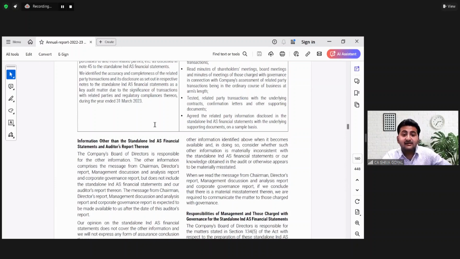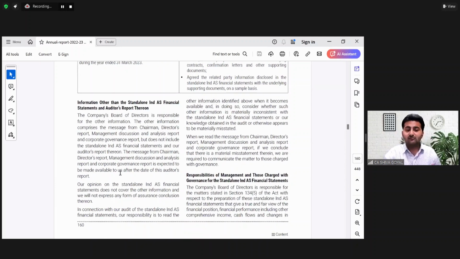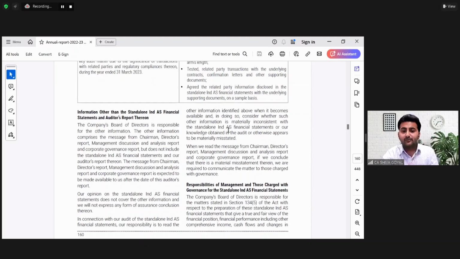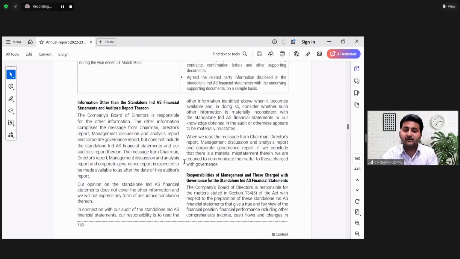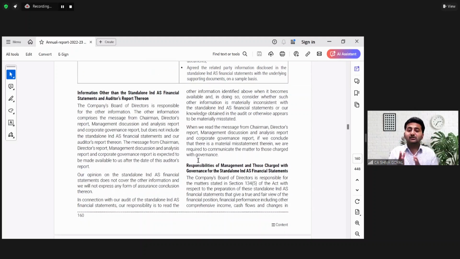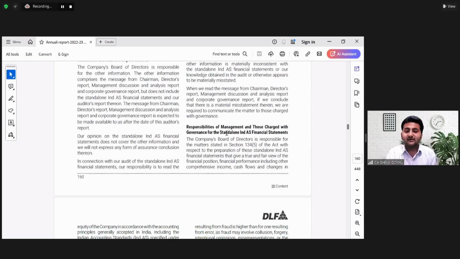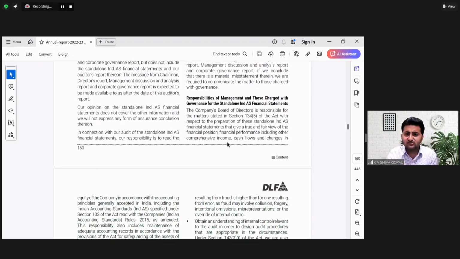Then information other than standalone financial statement, we do not express an opinion on that, but probably we should include it in our auditor report, and we should also mention this thing. Chairman's message and director's report come into existence after the auditor report is drafted. But if there is, we should read that as an auditor. If there is a material inconsistency between the auditor's report and the director's report or other things, then we should take a view and communicate the matter to the TCWG as per SA 260 and 265.